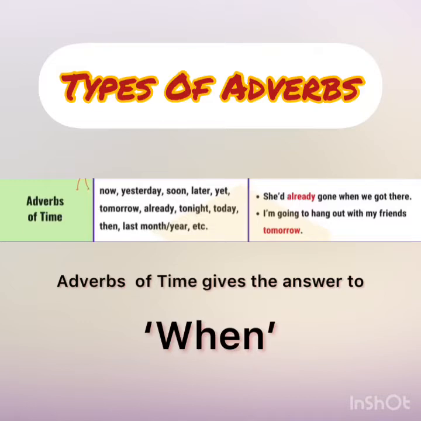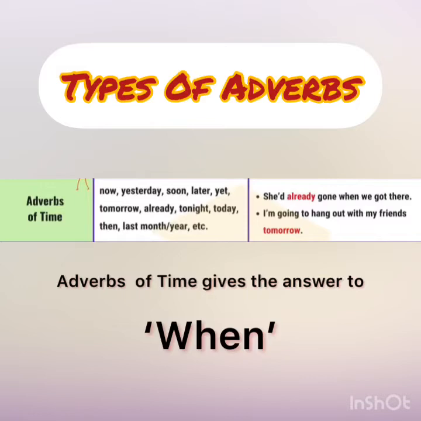The words used are now, yesterday, soon, later, yet, tomorrow, already, tonight, today, then, last month or last year, etc. See the examples. She had already gone when we got there. मतलब वो जा चुकी थी जब हम वहाँ पहुँचे. So it is telling about the time कि वो पहले ही जा चुकी थी. So already is an adverb that is modifying the verb gone.